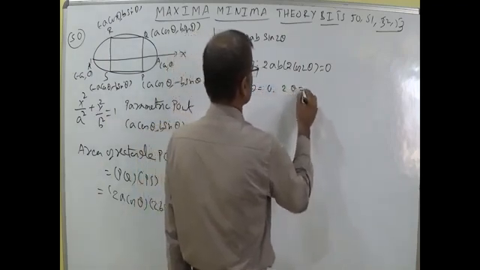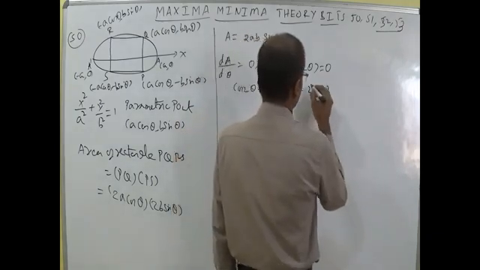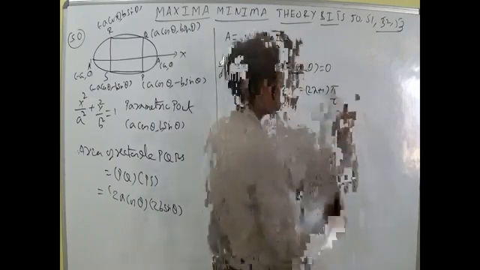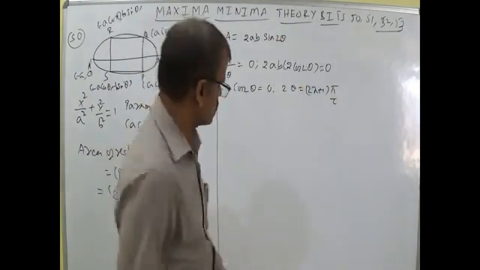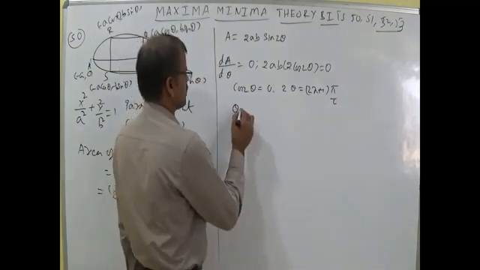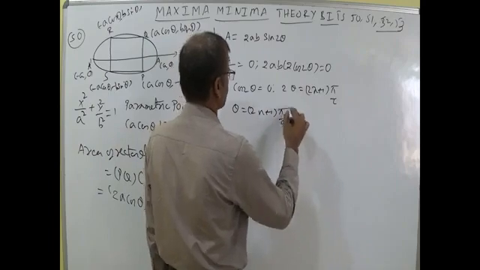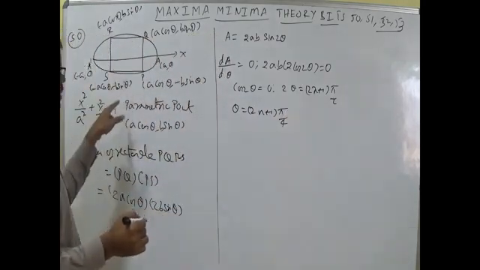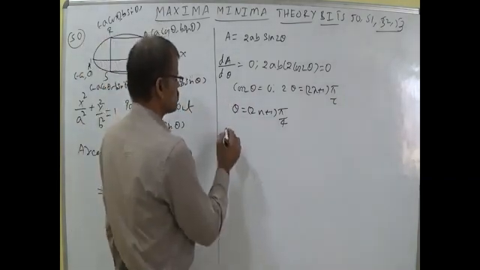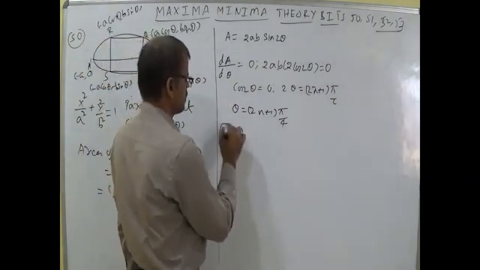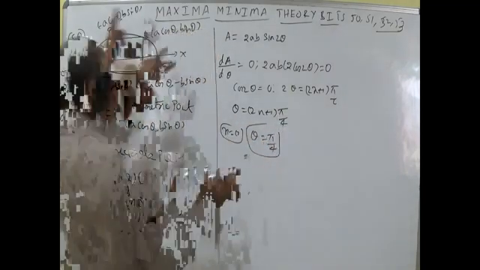Whenever cos 2 theta is equal to 0, 2 theta is equal to (2n plus 1) into pi by 2, which is the general solution. Now you can write theta is equal to (2n plus 1) into pi by 4. Let us discuss only one rotation; no need to take 2n rotations or 2n plus 1 rotations. So put n is equal to 0. Whenever n is equal to 0, theta is equal to pi by 4, only for the first rotation.